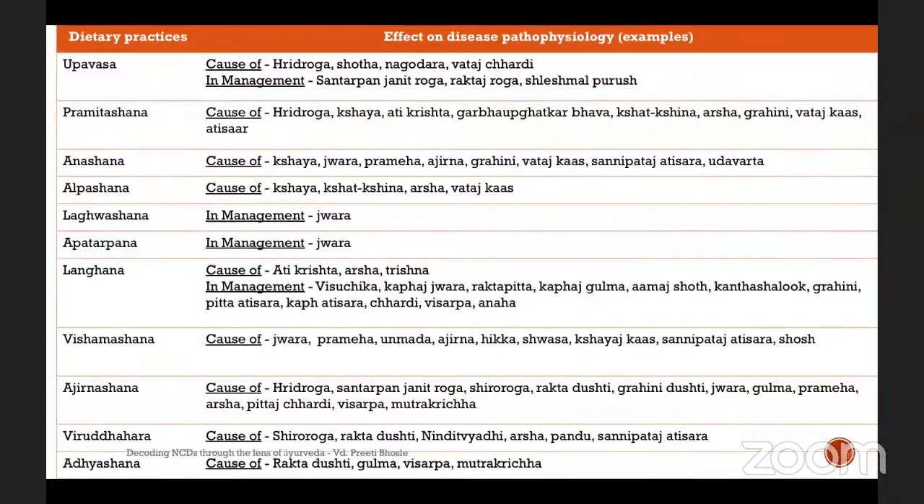Now, this is something I've tried to decode, all the Ashan practices. Here you can see the dietary practices on the left side of the screen, which are Upvas, Pramitashan, Anashan, Alpashan, Laghuashan, Aptarpan, Langhan, Vishamashan, Ajirnashan, Viruddhahar, and Adhyashan. And on the other side, there are the effects on disease pathophysiology. These are just a few examples. So here you can easily see that some of the practices like Upavas, Laghuashan, Aptarpan, even Langhan, are all causes of diseases, as well as being used in management of diseases. So here we can see the importance of Ashan, which is how we are eating, what we are eating, and how much we are eating.